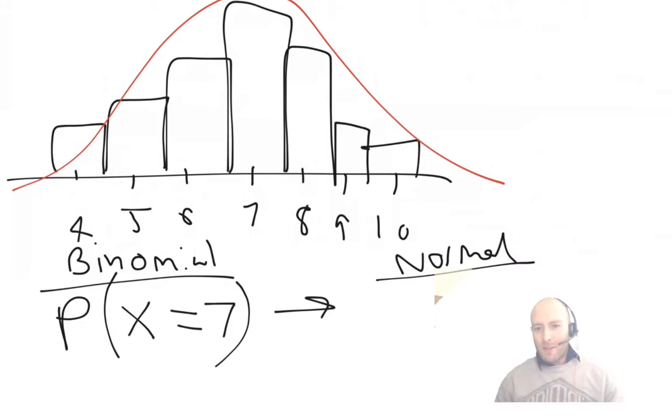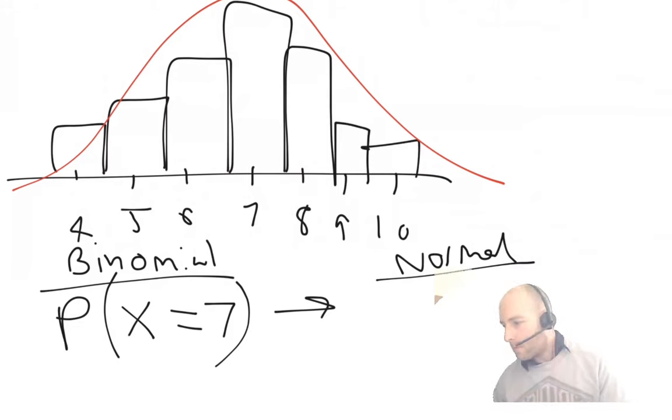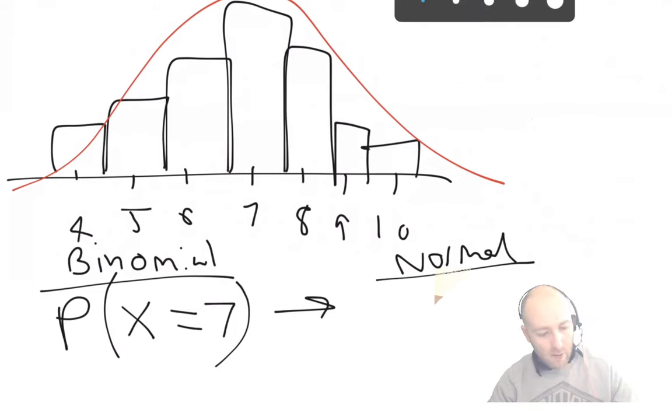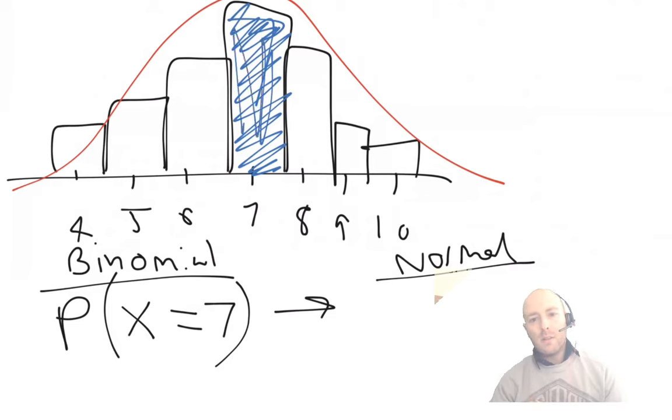Cool, that was a bit quick maybe. Dan, you've gone for 6.5 to 7.5. Yeah, that looks good to me. So let's shade it and work it out. So we want 7. Of course, if we just type 7 into a normal distribution, we get 0 because it's continuous. So to include all of this bar, we need to go from 6.5 to 7.5.